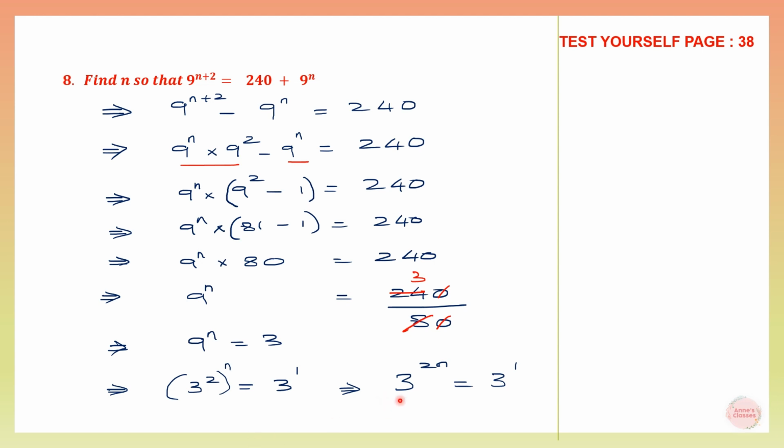And now we know that when the base is the same, the powers are also equal. So I'm going to take only the powers now. That is 2n is equal to 1. That means if I have to find the value of n, I say n is equal to 1 by 2 because I have transposed this 2, which is multiplication, to the other side. It has become division. So now I have found the value of n. N is equal to 1 by 2.